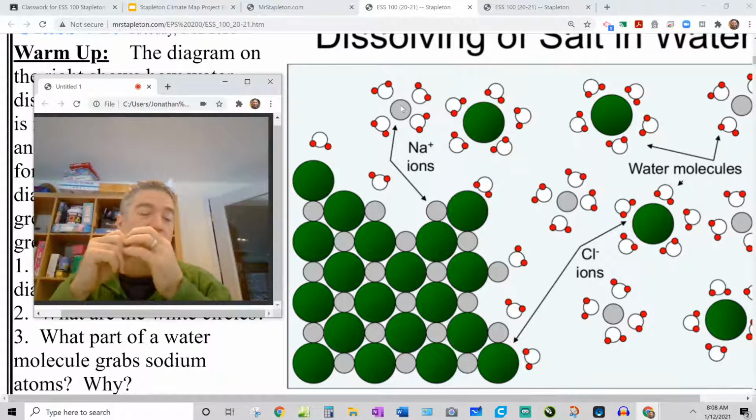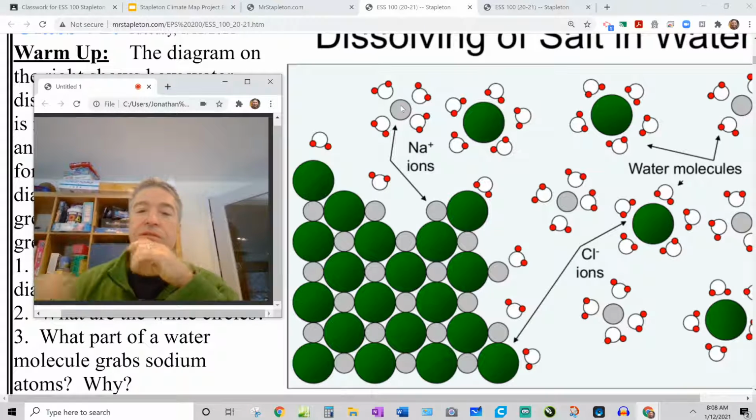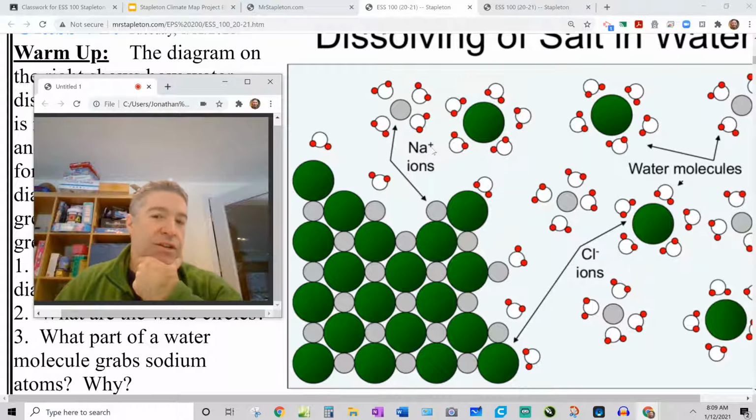You can tell from the picture. Nobody's wanting to participate. Okay. So if you look at the picture, all these white circles, they're next to the gray. So those are the oxygens. The oxygens are attracted to the sodium. And sodium has a positive charge.